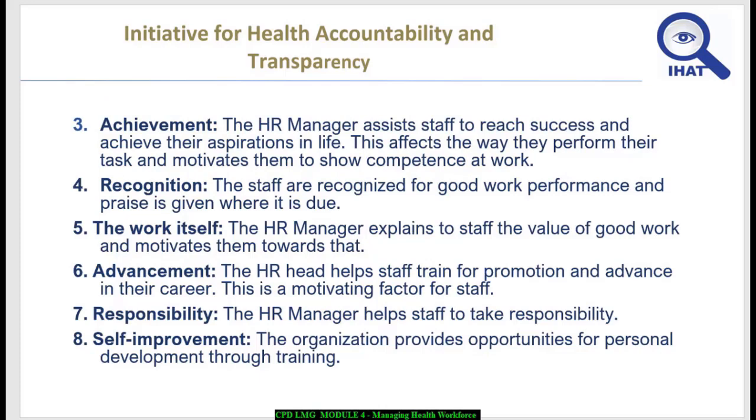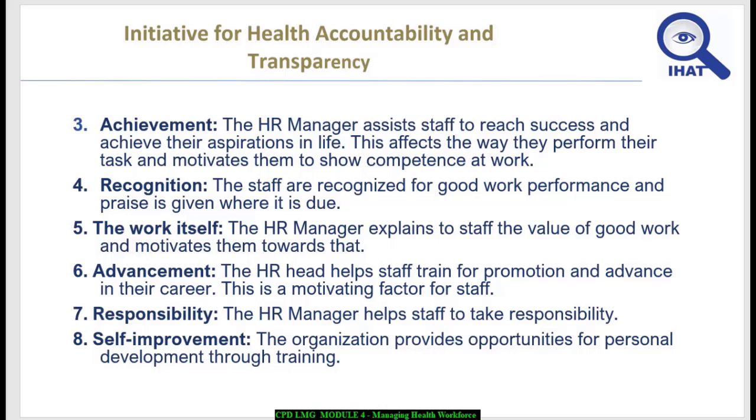The achievement aspect. On this aspect, the HR manager assists staff to reach success and achieve their aspirations in life. This affects the way they perform their tasks and motivates them to show competence at work. There is also the issue of recognition. The staff are recognized for good work performance and praise is given or awards where it is due.